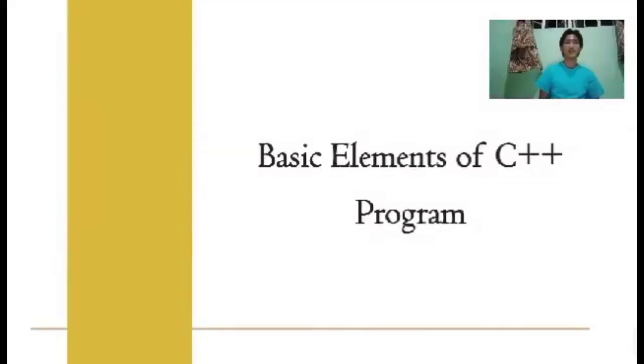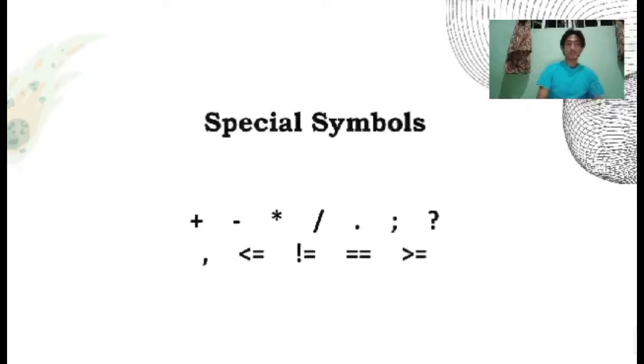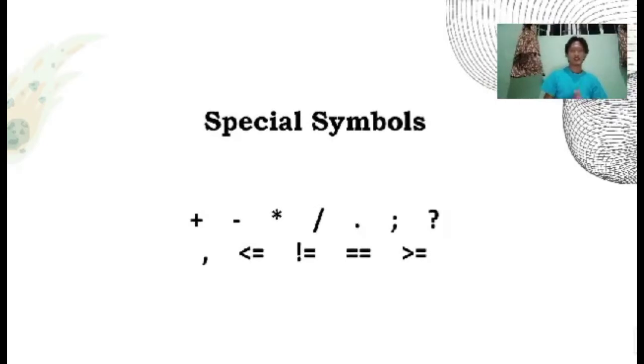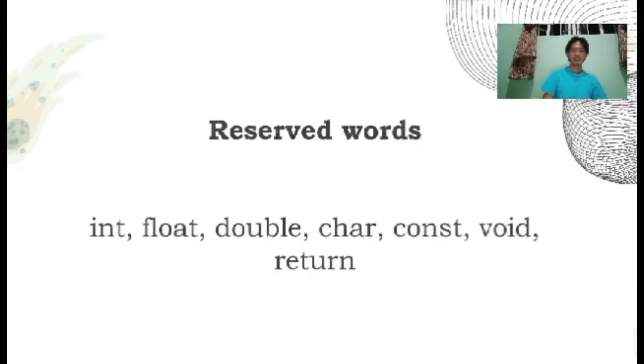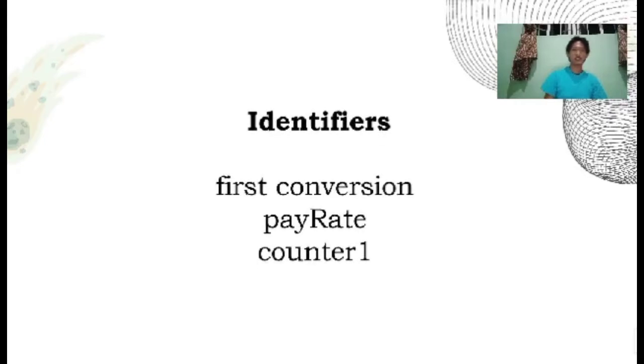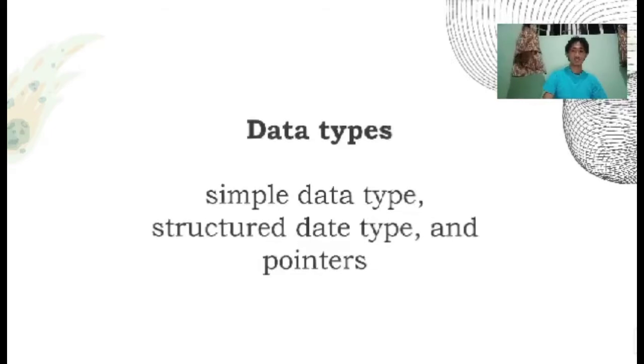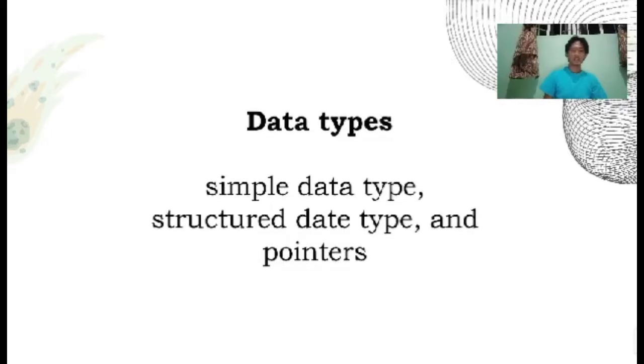The topic that I will discuss is the basic elements of C++ programming. These are examples of special symbols, and these are reserved words, and these are identifiers. First, conversion. Second, payrate. Third, counter1. Data types: simple data type, structured data type, and pointers.